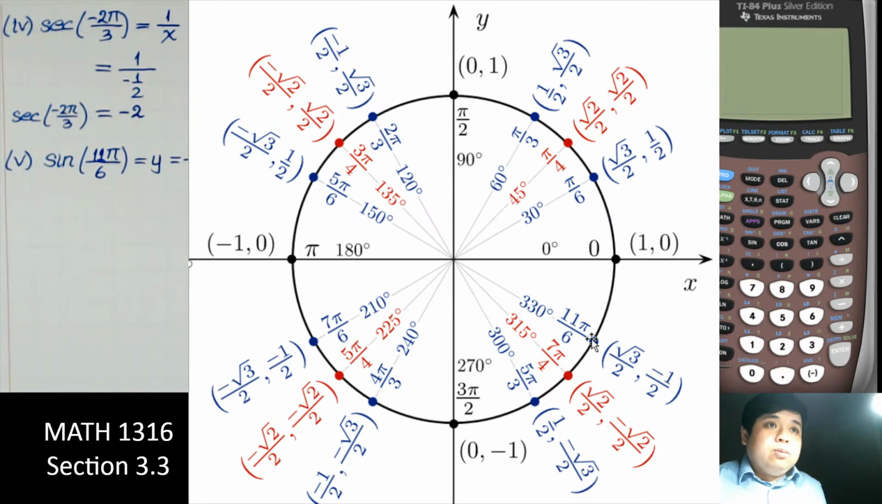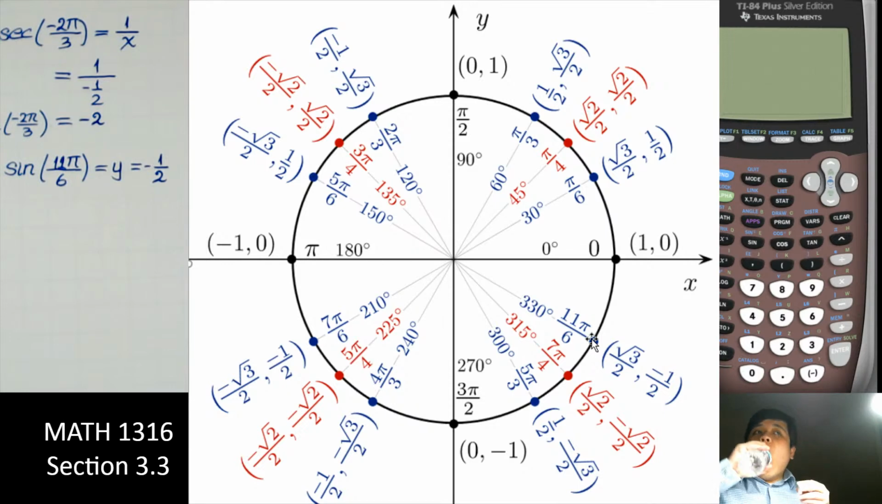So simple enough, right? Just find the point. The x value is the cosine, the y value is the sine. Of course, if you have that unit circle, it could be very easy.